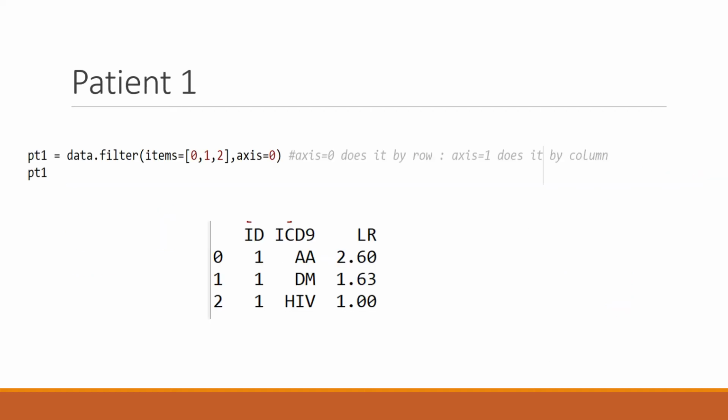Since the question is asking to calculate the probabilities for each patient, we're going to need to filter out our IDs and calculate it for each patient. So we'll have patient 1, patient 2, patient 3. This is doing so for patient 1.